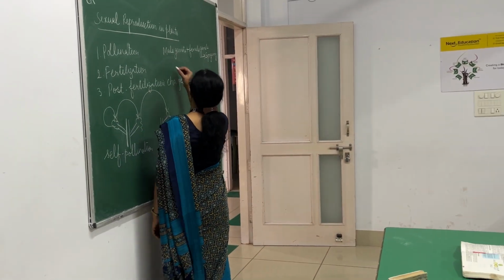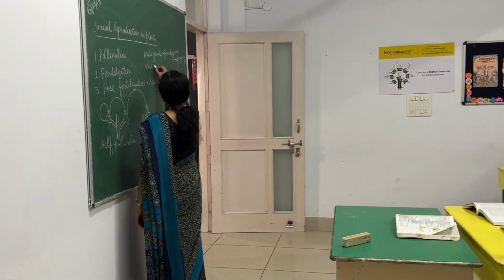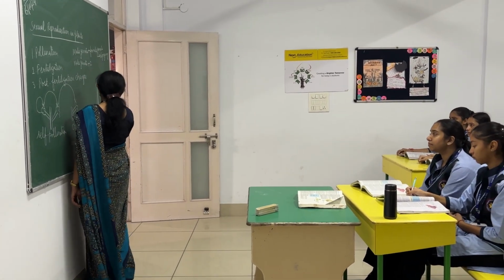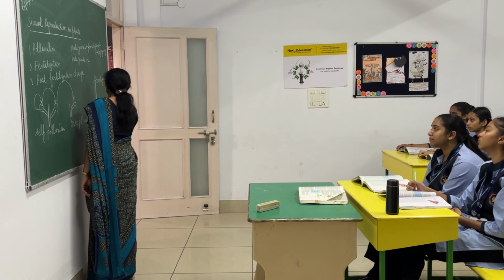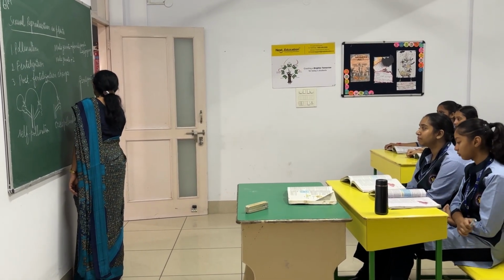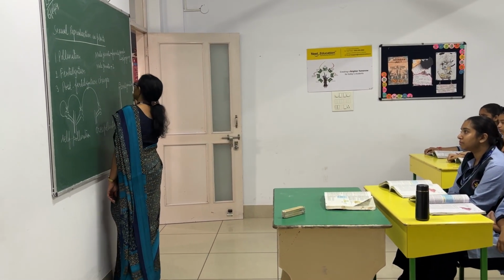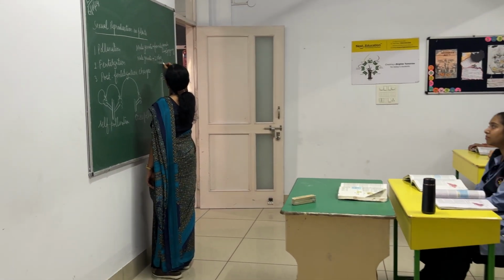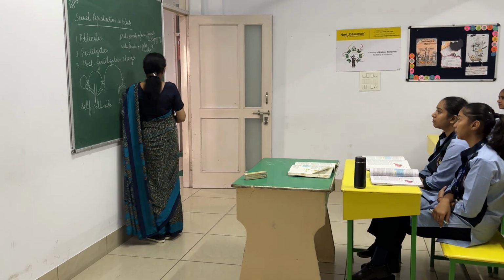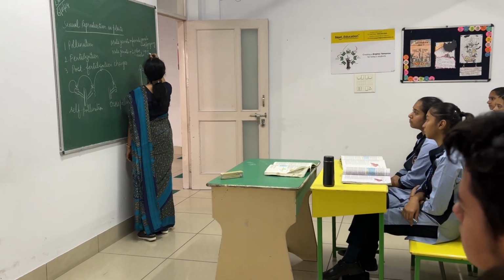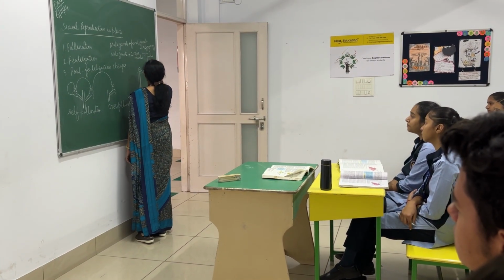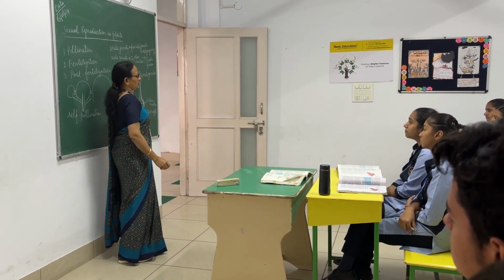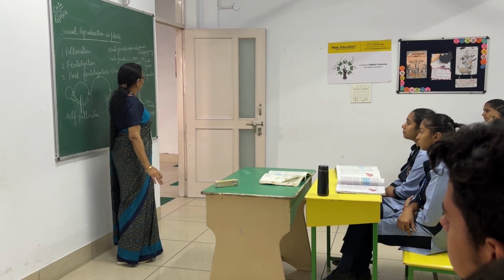Whereas the second male gamete fuses with the two polar nuclei that are present in the ovule. And this is known as triple fusion, because in this case one male gamete fuses with two polar nuclei. So it is known as triple fusion.